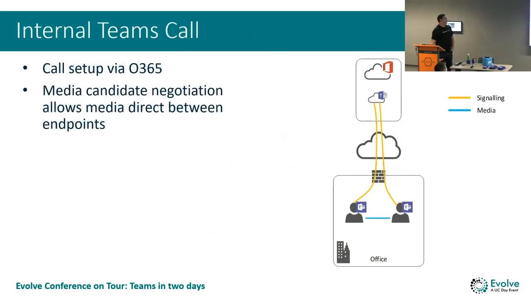Starting out simply, if we have an internal user making a Teams call, we get the blue line, which is media, and that blue line goes from person to person. But our signaling is done via Office 365. So obviously we need to have connectivity to the internet. We need to have those ports and protocols open to talk to Office 365 because that's where signaling and call setup is happening. And again, in the good old Skype for Business days, that stuff was all internal. But in Teams, it has to go out to come back. But media will attempt to negotiate direct between users.